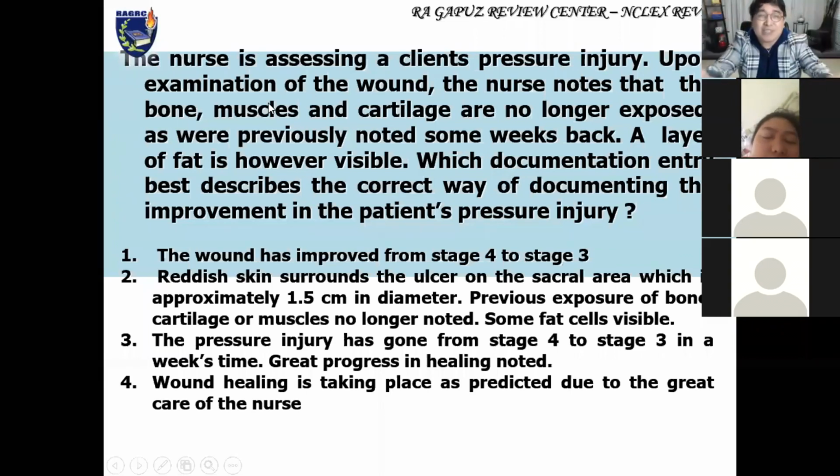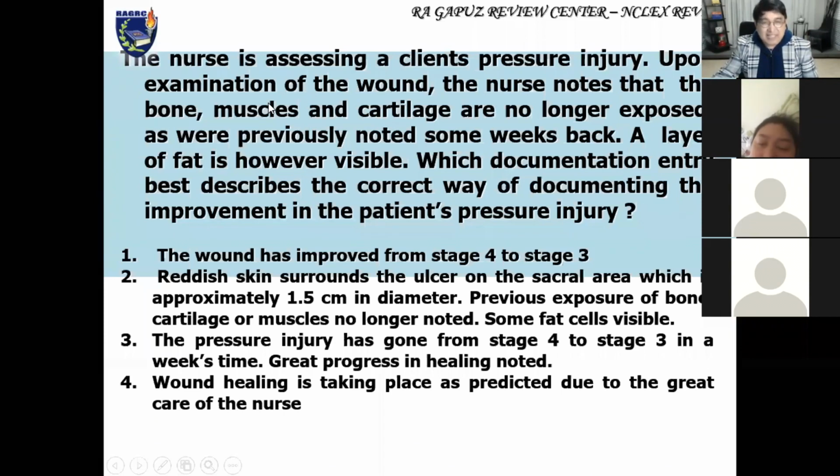But when you are faced with a situational scenario of an event like this, then it becomes a little more confusing, especially that it's integrated with the concept of documentation. How do you document wound improvement? First, do not label. Always describe as to appearance, color, size, location. Do not simply say it has improved from stage 4 to stage 3. No. And avoid being subjective. You just have to present data objectively.